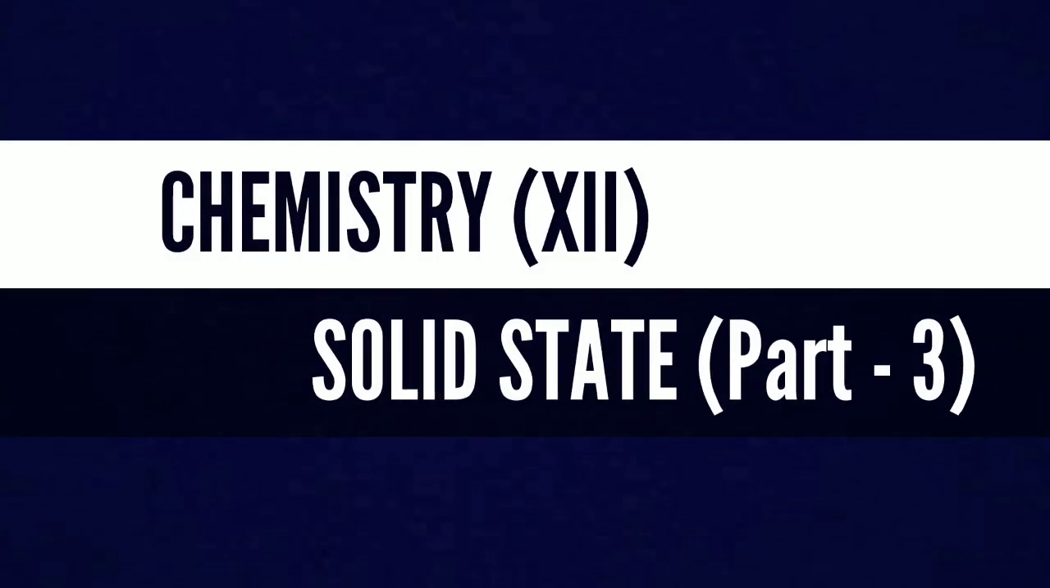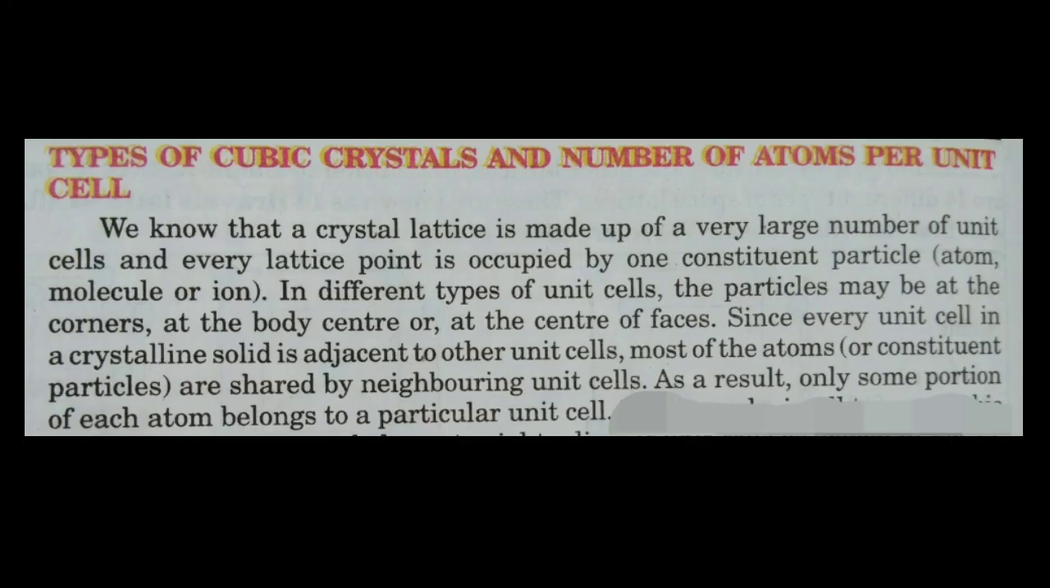Hello everyone, so in this video I'll be explaining to you about the types of cubic crystals and number of atoms per unit cell. We know that a crystal lattice is made up of a very large number of unit cells, and every lattice point is occupied by one constituent particle, maybe an atom, molecule or ion.